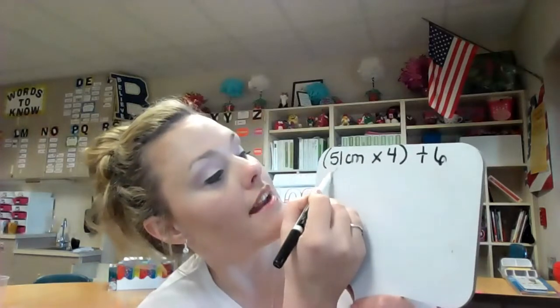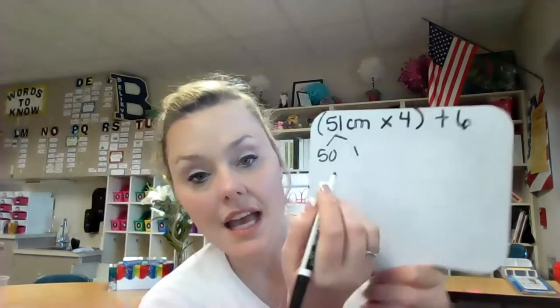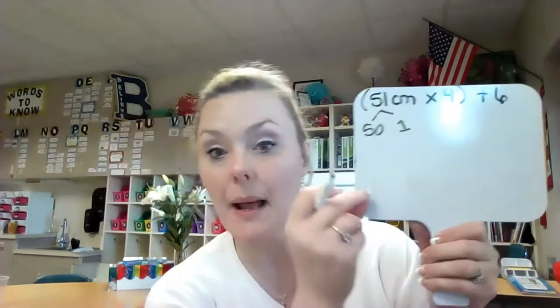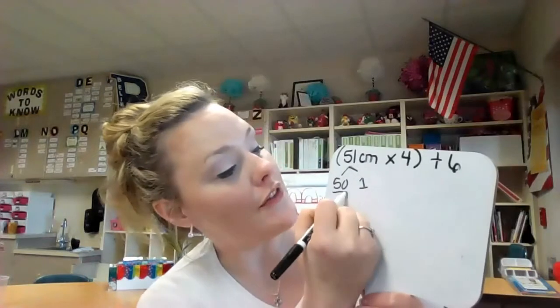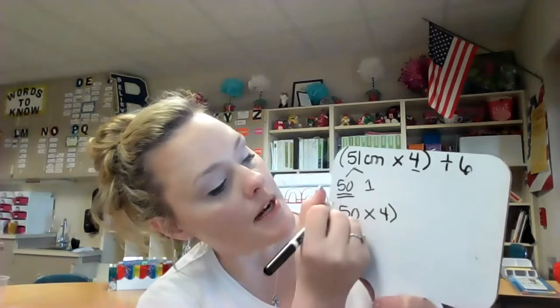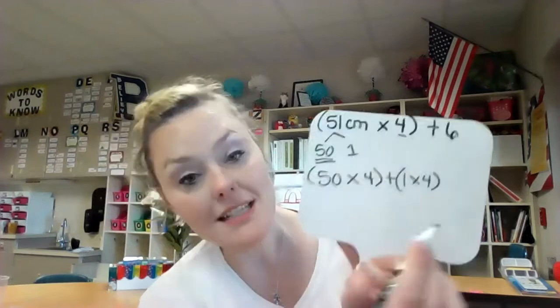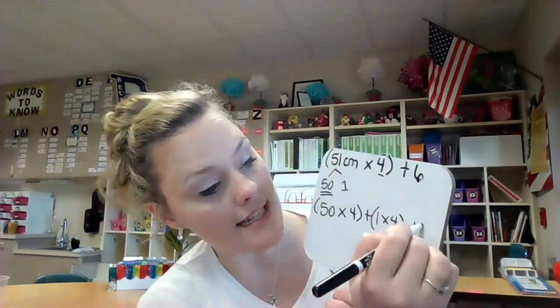So I'm going to rewrite this a bit smaller. I'm going to write it as 51 centimeters times 4 in parentheses plus 6, because that would be the shoes. So 51, I'm going to break that into 50 and 1. Break it apart. Now we're going to pass it out. So 50 times 4, we're using that distributive property, plus 1 times 4. And then just to be consistent, I'm going to go ahead and bring down my plus 6, rewriting the problem neatly.